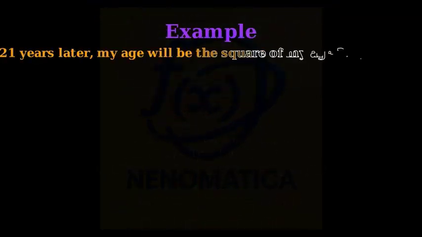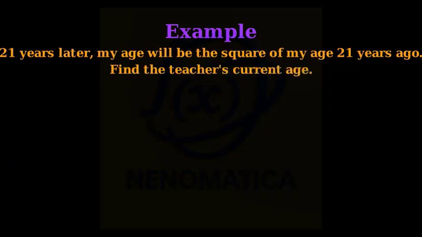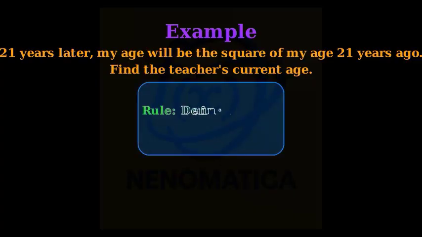Example: we will solve a classic age puzzle step by step. A teacher says 21 years from now, my age will equal the square of my age 21 years ago. What is the teacher's current age? Step 1. Define the variable. Let x be the teacher's current age. Translate the sentence directly into an equation.